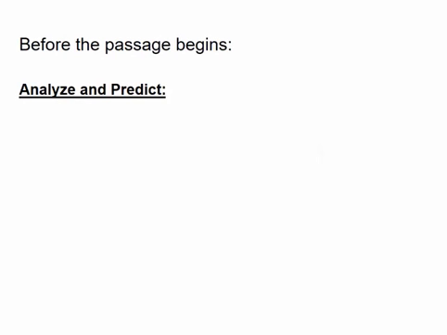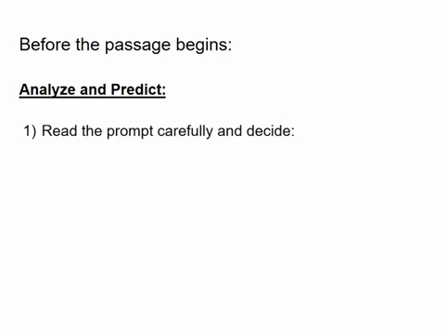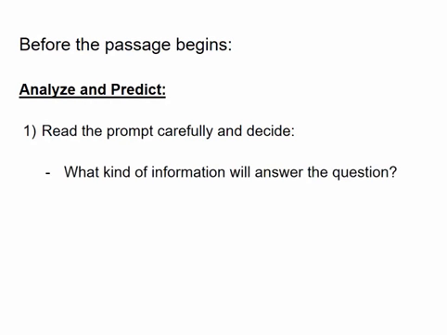In terms of strategy, before the passage begins, in the time you have to analyze and make predictions about the questions, make sure you do a couple of things. First, read the prompt carefully and decide what kind of information will answer the question. We're going to look at an example of this in a moment, but you should be able to underline the key words in the question that will help you determine exactly what you're supposed to look for. It helps to underline or even write notes beside each question to indicate what you're supposed to listen for from the speaker for that particular question.